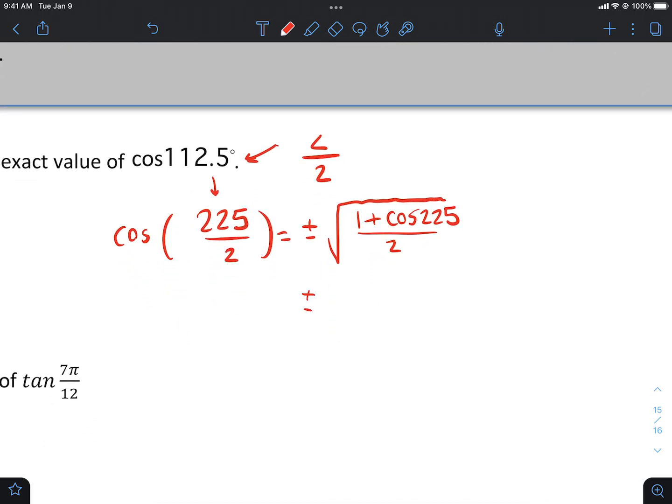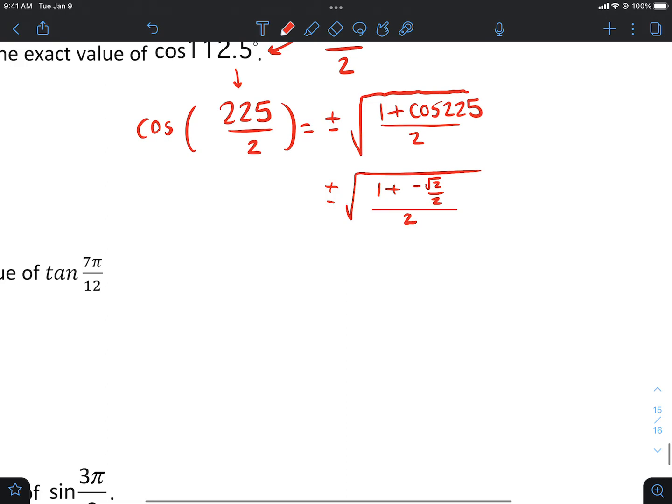So we'll start doing that. That'll be 1 plus the cosine of 225 degrees. That's on the unit circle, in quadrant 3, and that should be a negative answer. That'll be negative root 2 over 2. So unfortunately, we're going to have a complex fraction, a fraction inside of a fraction, and you've got the square root, so you've got a lot of things going on here.